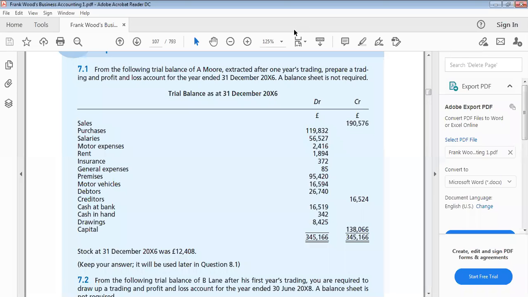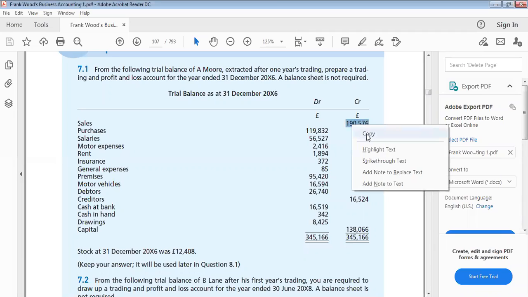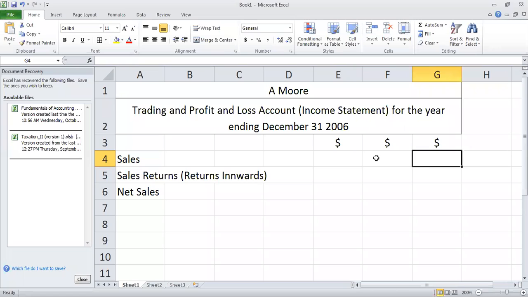This is the sales figure, 190,526, right? So we're going to put that in. Good. You copy and paste it. So copy it and then paste it over there. So you put it right here. That's that for that.